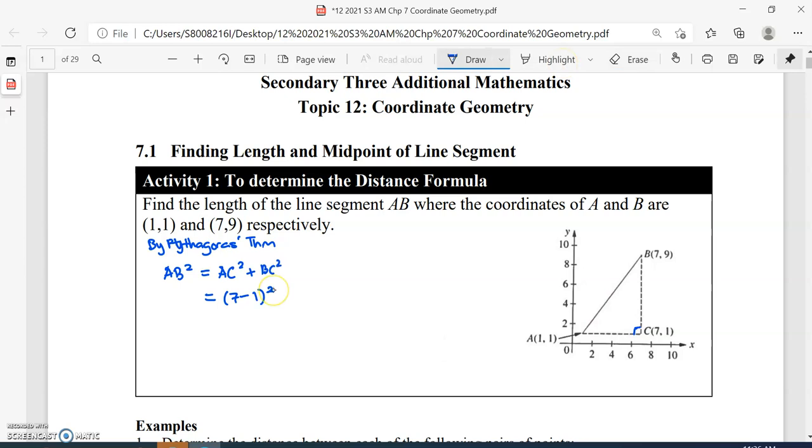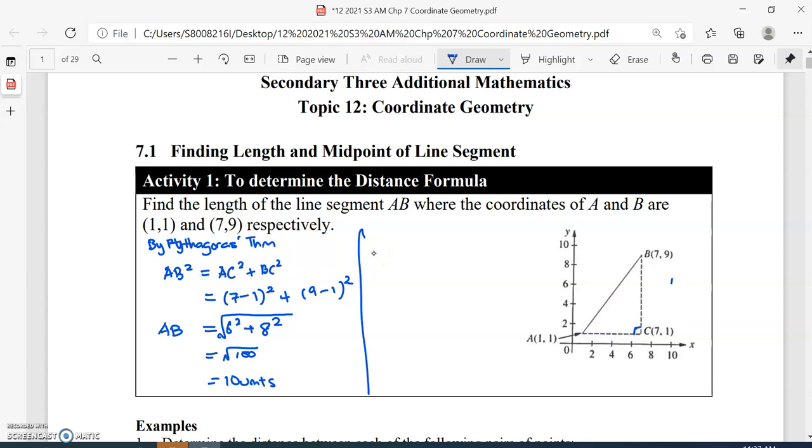To find the length of BC, BC is a vertical line. So to find the length of BC is as good as taking the y coordinates and subtracting them, and then I'll get the length of BC, and I'm supposed to square it in order to find AB squared. So if I look at this number, this is 6 squared, this is 8 squared. And if now I want to find AB, I actually can square root this side. And since it is a length, I'll take the positive square root. That is square root 100 to give me 10 units.